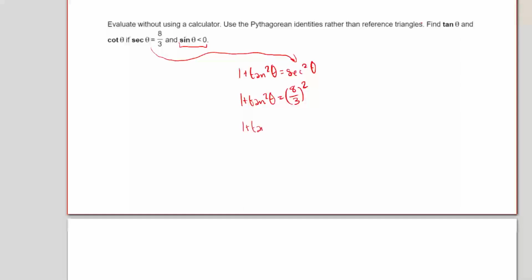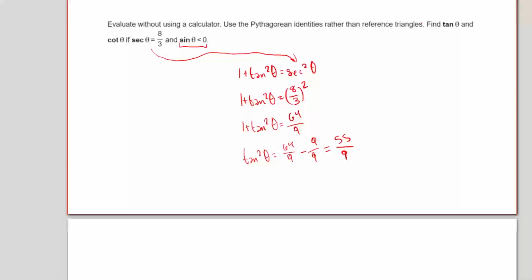Now I'm going to square this out, and we will get the top squared, which is 64, over the bottom squared, which is 9. And now we're going to subtract this 1 on both sides. So we get tangent squared of theta is equal to 64 over 9 minus 1. And I'm going to write this 1 as 9 over 9. The reason I'm doing that is because 1 will just be 9 over 9 if you simplify that down. And now we can see that tangent squared of theta is going to be 64 minus 9, which is 55 over 9. I'm pretty sure I did that right.